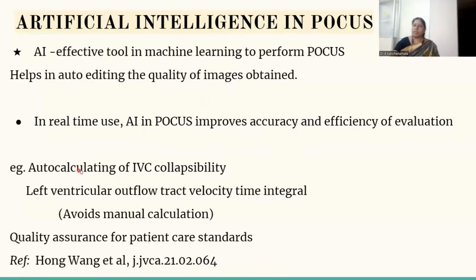For example, in auto-calculating IVC collapsibility, it is very helpful. And the most difficult, the left ventricular outflow tract velocity time integral, which has a manual calculation that cannot be done so easily, is done instantaneously by the AI-incorporated POCUS. And the quality assurance for patient care standards is maintained by this.